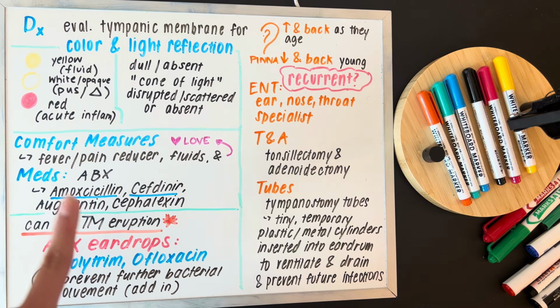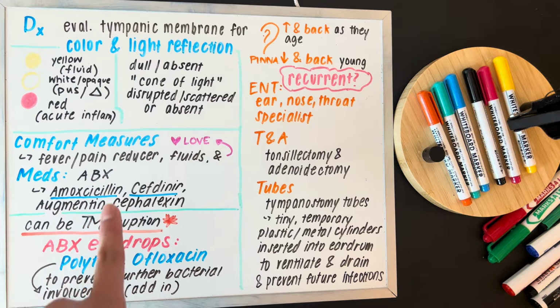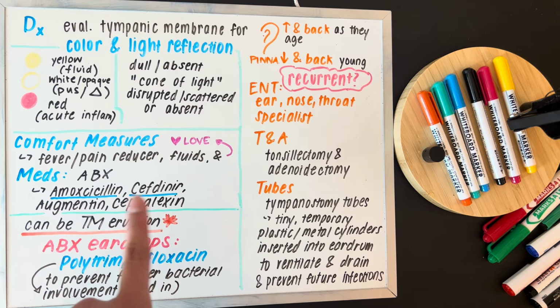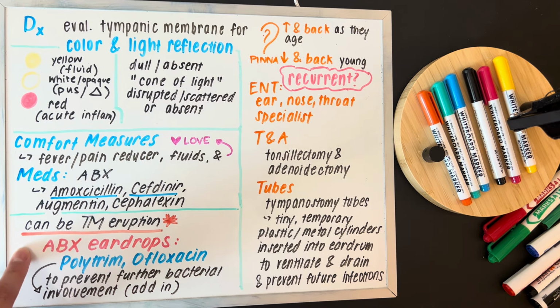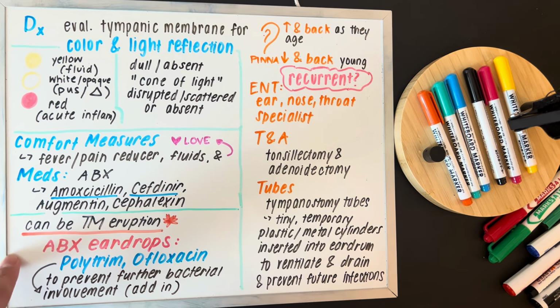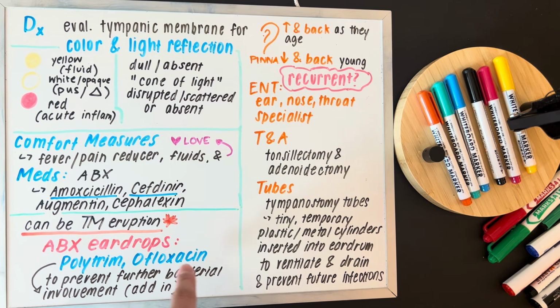For meds, just antibiotics. I highlighted these in the PowerPoint: amoxicillin, cefdinir, and the rest are Augmentin and cephalexin. And if it's a tympanic membrane eruption, yeah, there's a little eruption right there, antibiotic eardrops like Polytrim and ofloxacin. And it's to prevent further bacterial involvement.